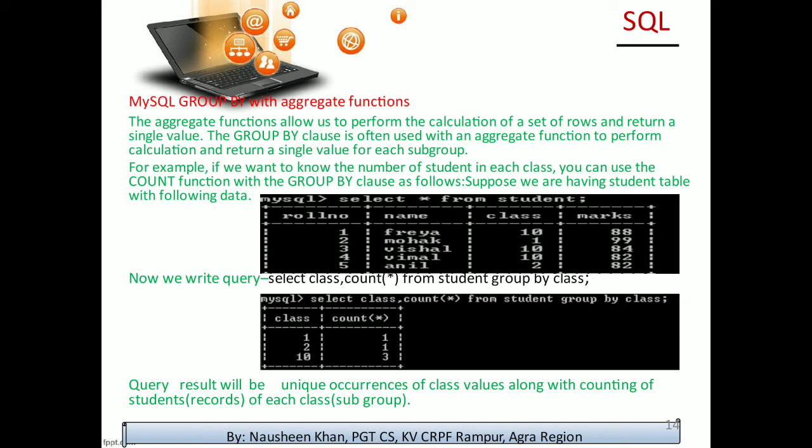That means it will be grouped according to class, and in COUNT(*) it will write the number of occurrences of the same class. So class 1 occurred a single time only, class 2 also occurred a single time only, and class 10 has 3 records. So the result is that class 10 has got 3 records. It is displaying the number of records in that particular table.